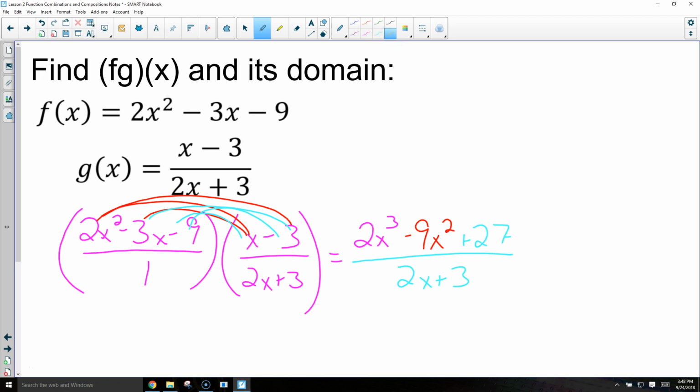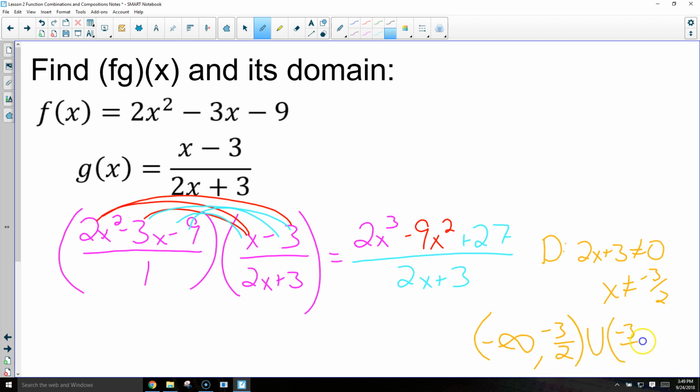But for our domain, we would set the bottom not equal to 0. And we get x is not equal to negative 3/2. So my domain is negative infinity to negative 3/2 union negative 3/2 to positive infinity.